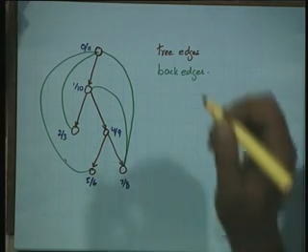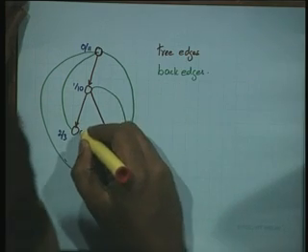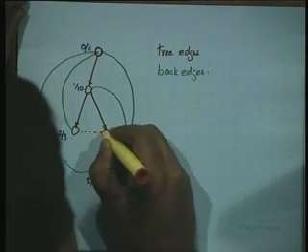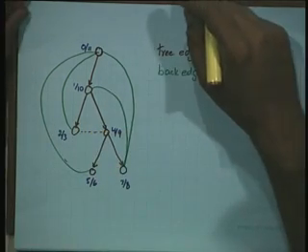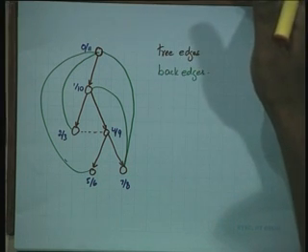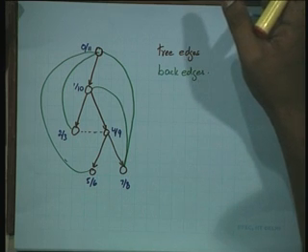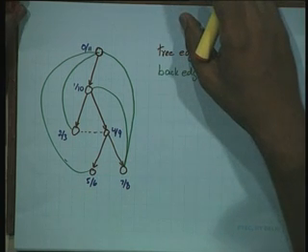Now, I have the following question: could there be an edge from this vertex to this vertex? Could this dotted red edge be there? I have drawn it dotted, so most likely it should not be there. But why? Because 4, 9 would then be below 2, it will become a child of 2.